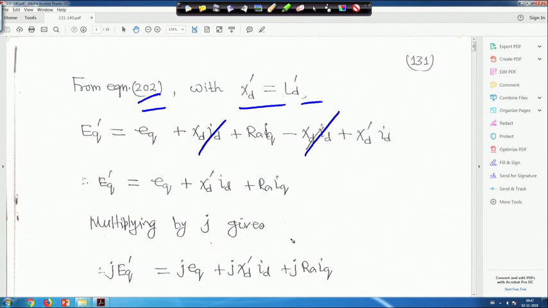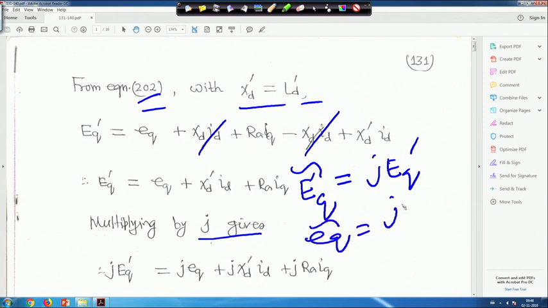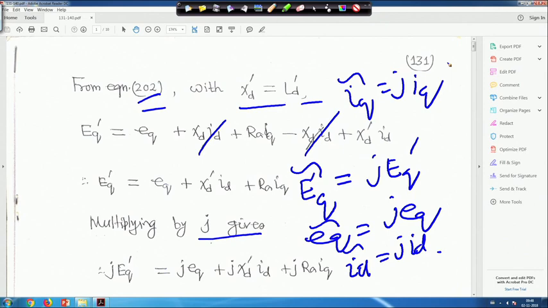Now, if you multiply both sides by j, the complex operator, it will be j e_q' equals j e_q plus j x_d' I_d plus j r_a I_q. Before going to the next page, we define, same as before, the phasor quantities: e_q' tilde will be j e_q', e_q tilde will be j e_q, I_d tilde will be j I_d, and I_q tilde will be j I_q. Because we have to draw the phasor diagram in the transient condition, we have to put them in phasor form.